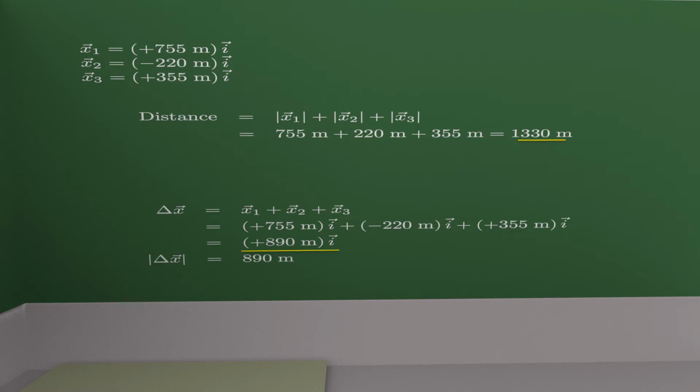At the end, the total distance is 1,330 meters and the displacement is plus 755 minus 220 and plus 355, which gives plus 890 meters times unit vector i. So the direction is due east and the magnitude is 890 meters.